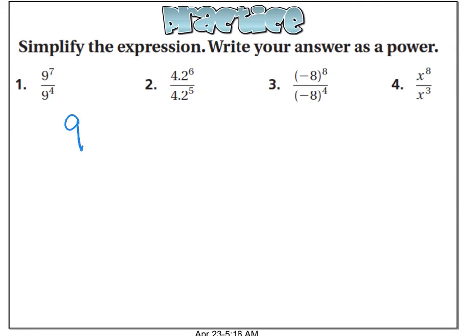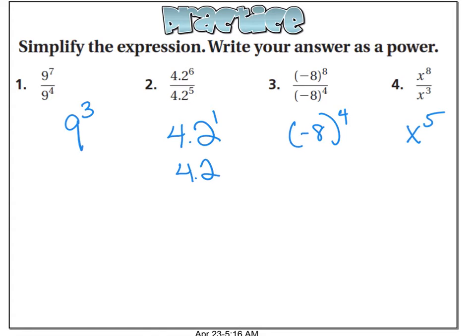We have 9 to the power of 3. 4 2/10 to the power of 1, or plain just 4 2/10. -8 to the power of 4, x to the power of 5. Hopefully you got them right.